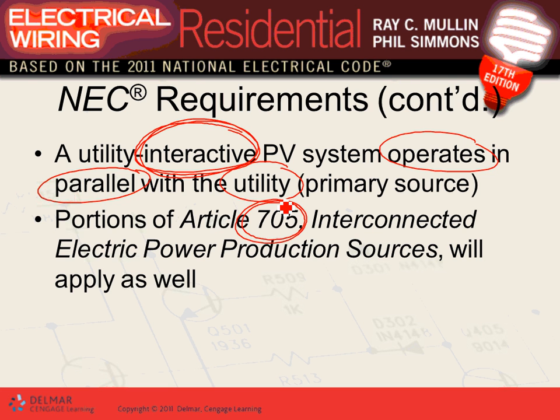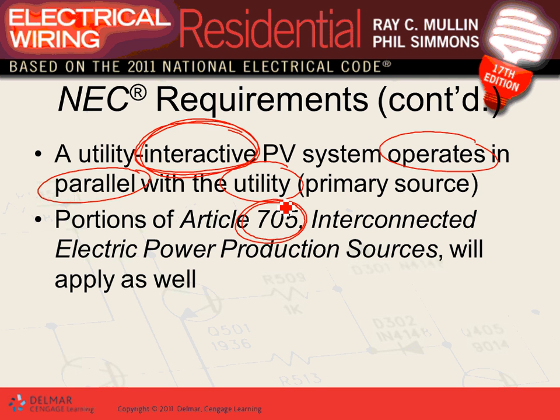So you get a storm, knock down the transmission or distribution line coming to your neighborhood. You think your solar system is going to be your backup power, right? Wrong. Interactive system, it will shut down. It cannot work unless it senses power. That's protection.